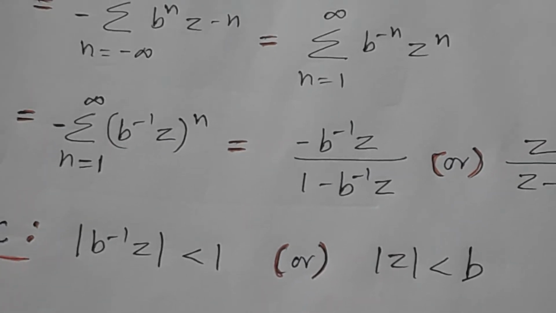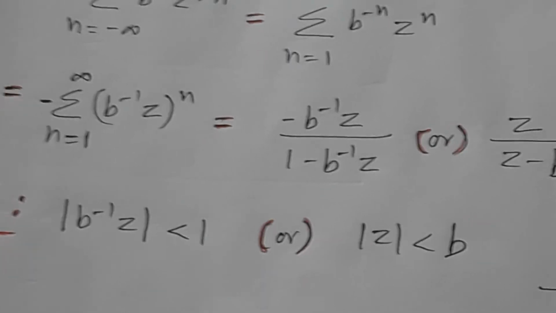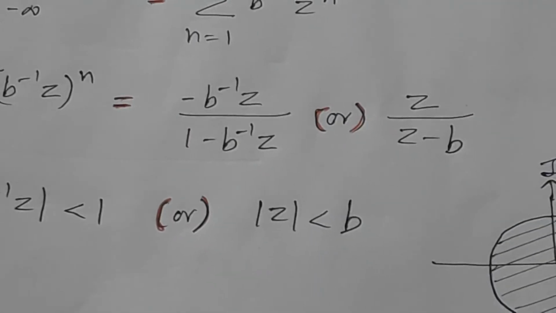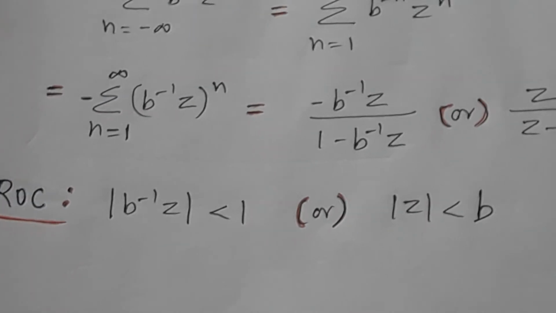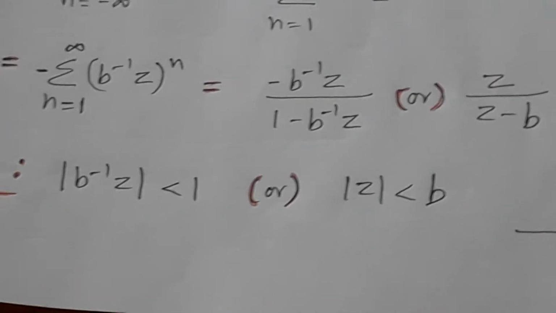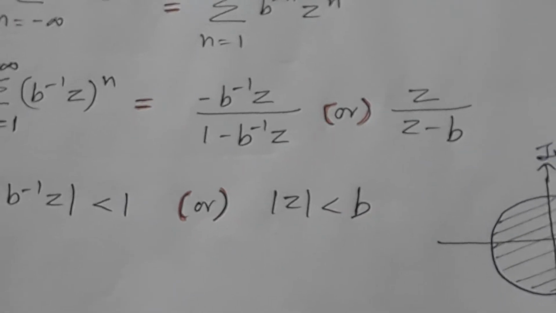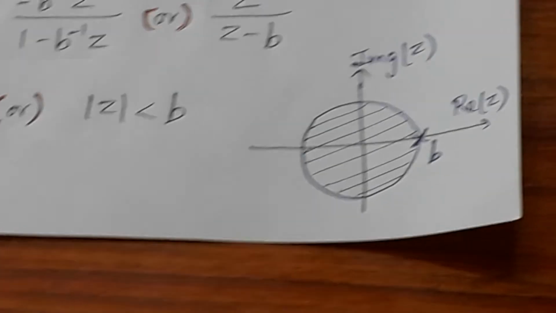What is the formula for sigma n equal to 1 to infinity c power n? It is c by 1 minus c. So c here is b inverse z, or when you simplify this you will get z by z minus b. So the ROC will be, as usual, b inverse z less than 1, or mod z less than b. So for a causal sequence it is outside the circle, and for a non-causal sequence, since it is mod z less than b, it is inside the circle. Clear? Just shade it.